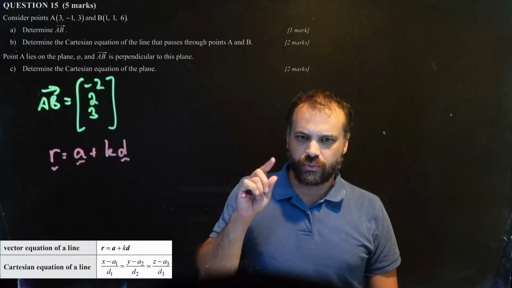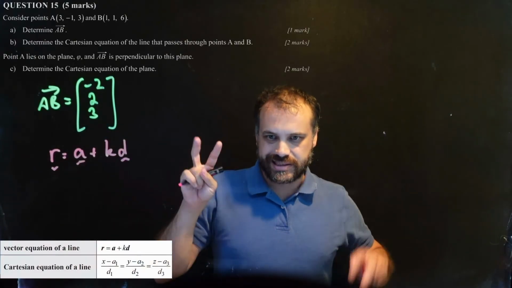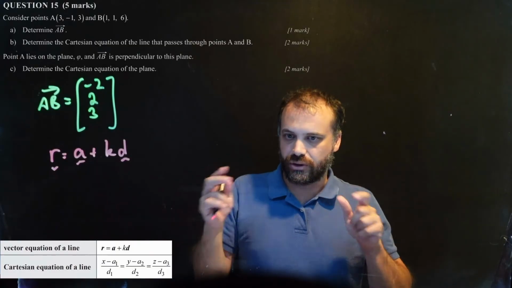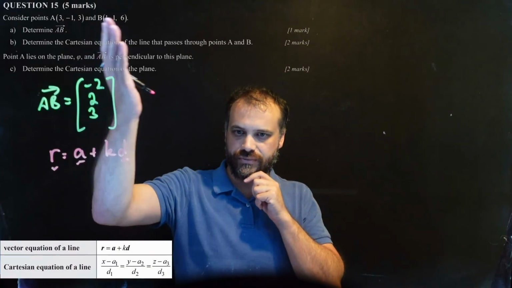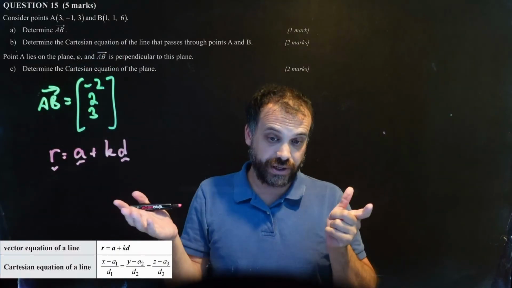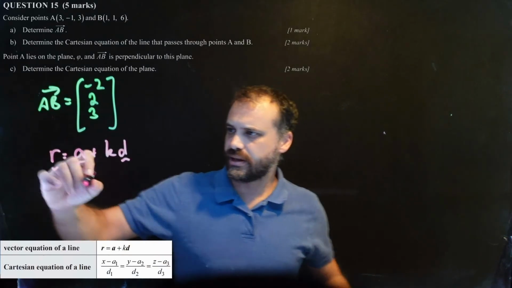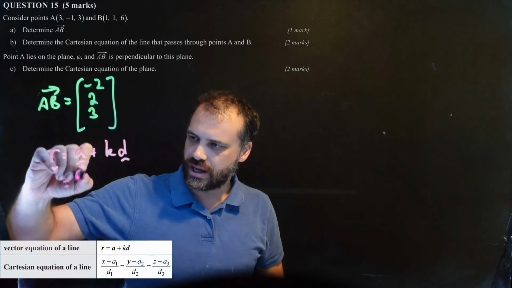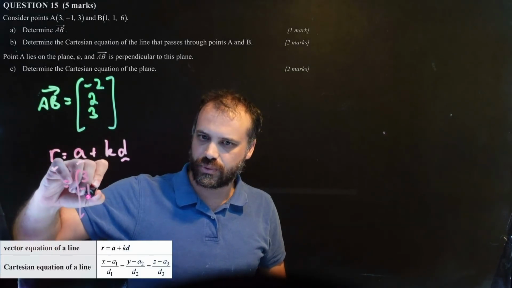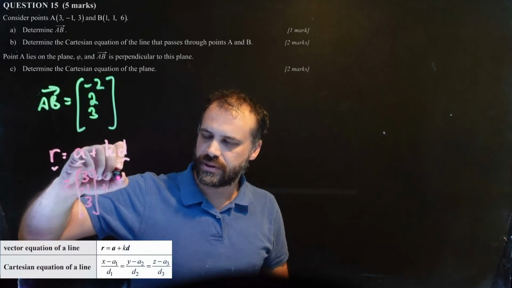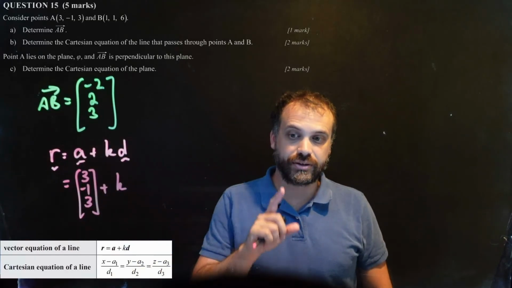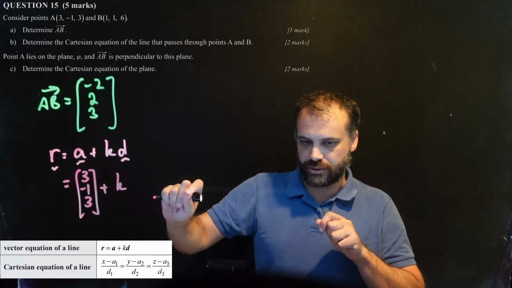All right, so what is a? a is the starting point of our line. Now, we can choose either of these to be the starting point of our line. It doesn't really matter. I'll just choose A. That feels like it makes sense. So that is 3, negative 1, 3, plus k, and then the direction that the line is going in.